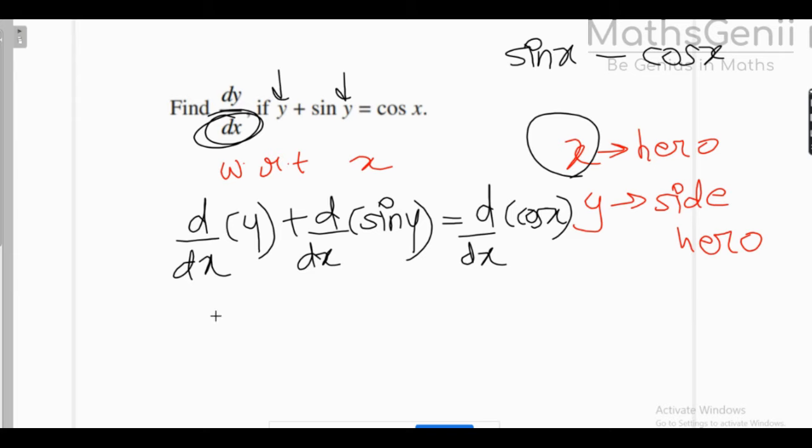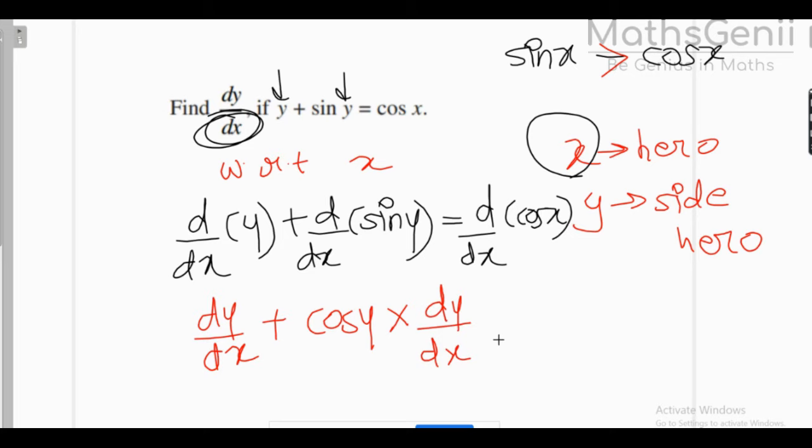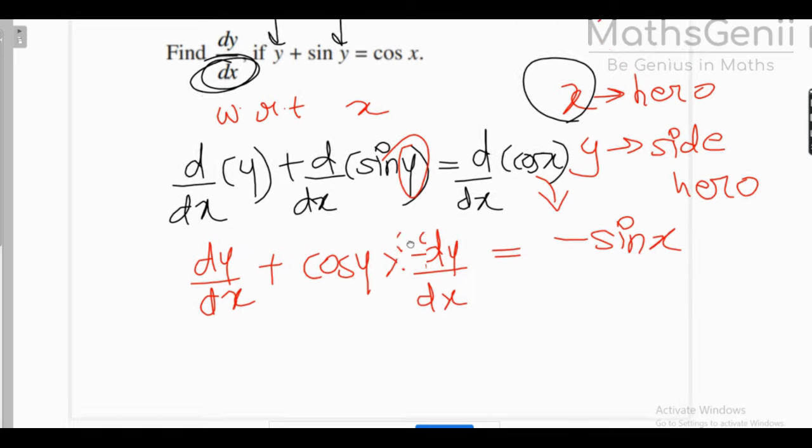Now what is dy by dx? It's nothing but dy by dx simply. What is the derivative of sine? Sine derivative is cos y into function considered as x, so it's dy by dx. Correct? You don't have x here, you have y, so I had to multiply. Then cos x derivative, I can directly find. Direct formula we know. It is minus sine x.